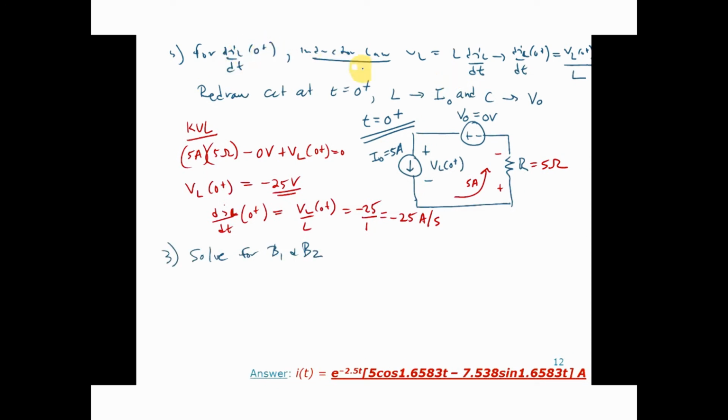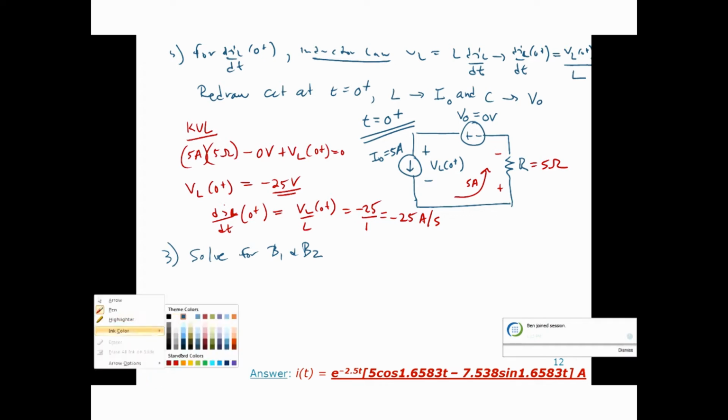So di_L/dt, based on the inductor law, is v_L equals L di/dt. So we can solve for di_L/dt as being v_L over L. And so that's the initial slope, that's what di_L/dt at 0 is. I'll go back to red here.